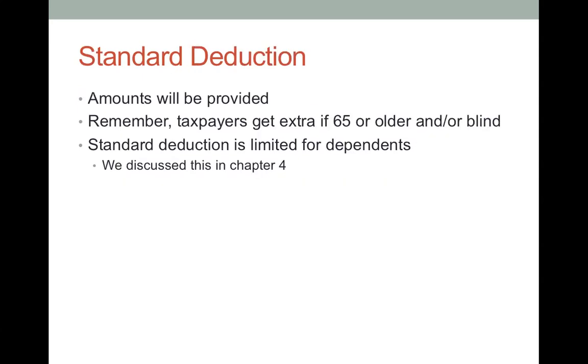Okay. Standard deduction, we already talked about this, so we don't need to talk about it anymore. I'll provide you the amounts of the standard deduction. Remember, you get a little bit extra if you're 65 or older and or you're blind. And we talked about the standard deduction and how it's limited for dependents. You should be comfortable with those rules. We discussed them in Chapter 4.